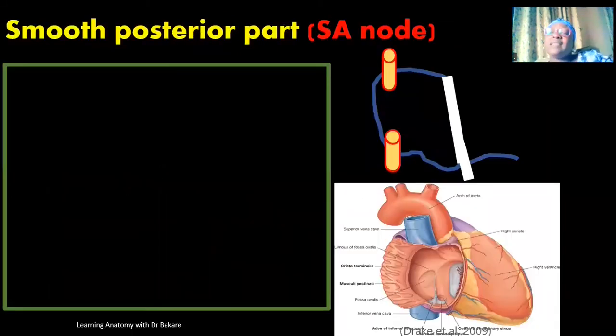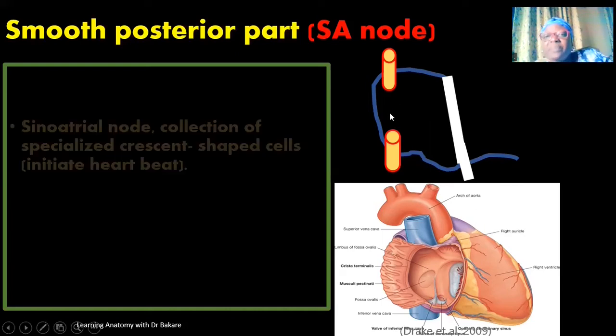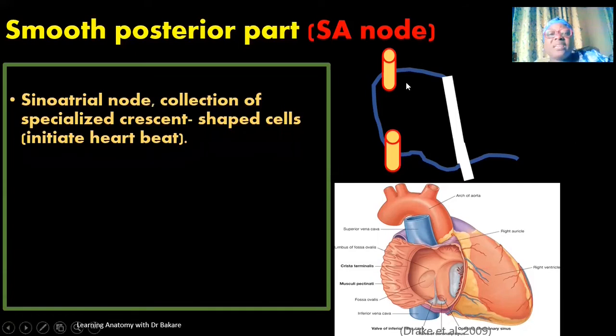So let's look at the smooth posterior part. We also have a distinguishing feature around it. We already established that the smooth posterior part of the right atrium is the sinus venarum, the space created between the superior and the inferior vena cava. At the upper part of this region is where we have the sinoatrial node. The sinoatrial node is a collection of specialized crescent-shaped cells which helps to initiate the heartbeat. Remember, this is the first region where deoxygenated blood is emptied into, and this is the point where the heartbeat is also initiated.